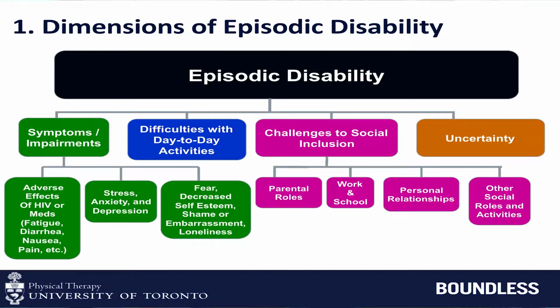And then moving on to the pink here, we have challenges to social inclusion. So difficulty fulfilling one's role as a parent, engaging in work and school, embarking upon new or sustaining existing personal relationships, and adopting other social roles and activities, for example, travel or leisure. The first three are very ICF-oriented and very familiar to us in the rehabilitation world, but it's the fourth dimension that we hadn't anticipated that came forward in this qualitative work, called uncertainty and worrying about the future.